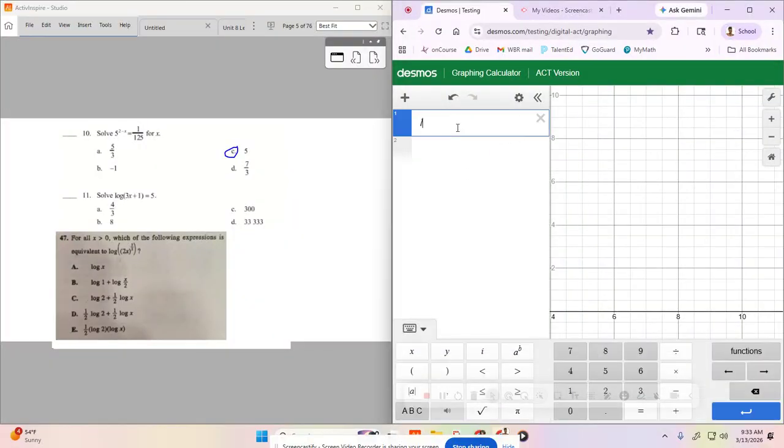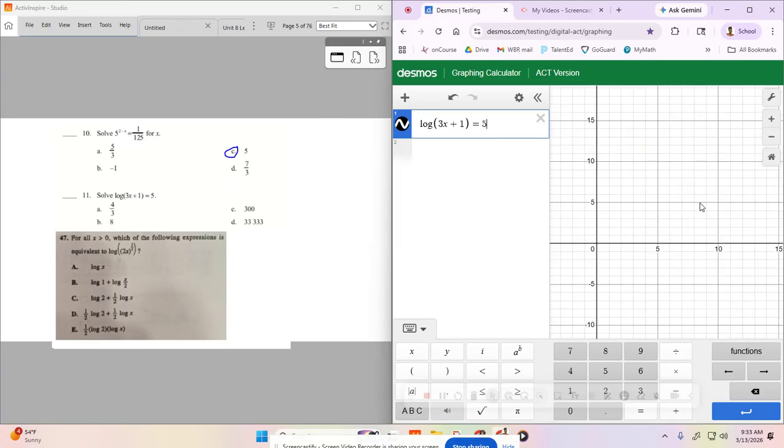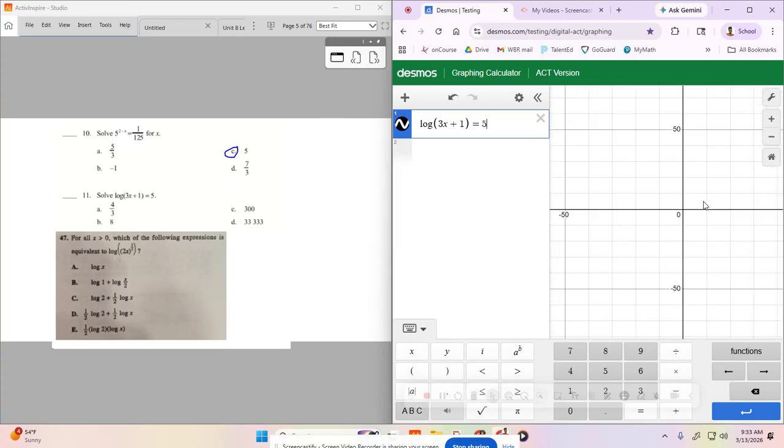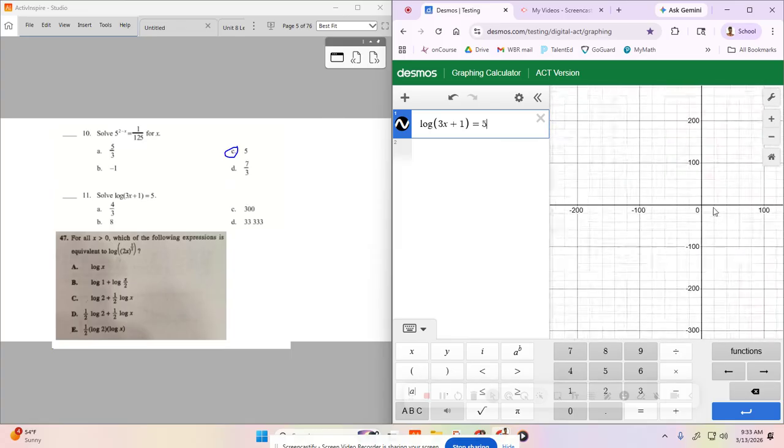Solve log, and then open parentheses, 3x plus 1, close the parentheses, equals 5. So I'm looking for my solution. Why am I not seeing it?